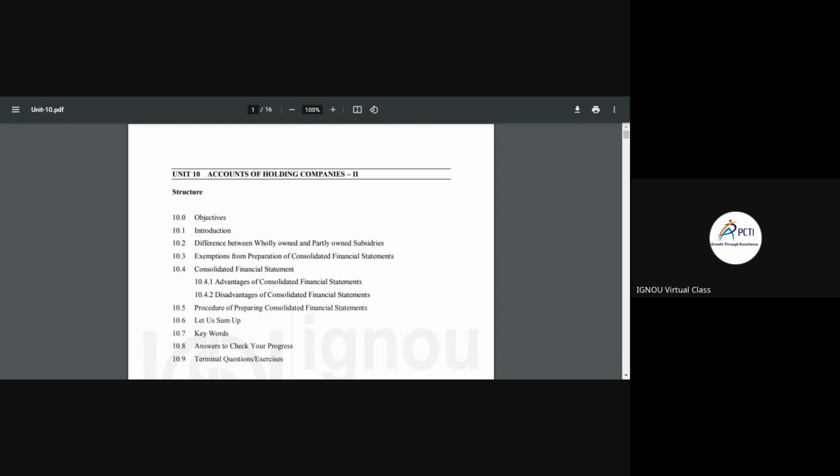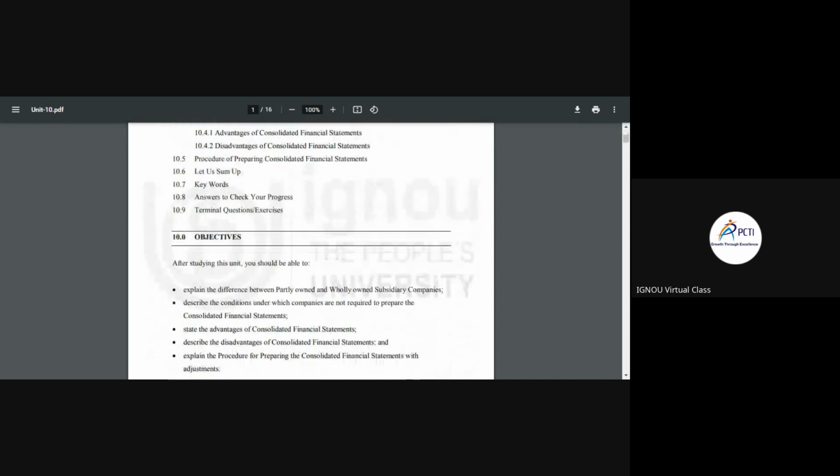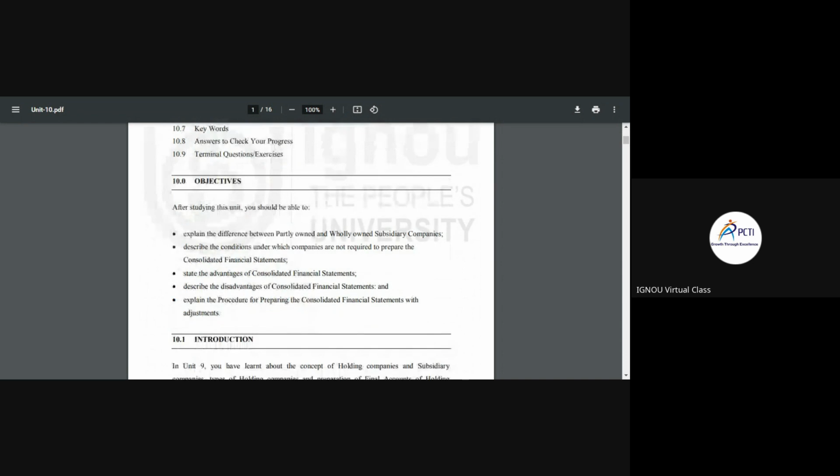and the accounts in the end will be made simultaneously and in a consolidated way also. So how can we know which company is a wholly owned subsidiary company, which is a partly owned subsidiary company, and which companies are the holding companies, and how we prepare the consolidated financial statements, their advantages and their disadvantages. So we also need to know the procedure of preparing the financial statements.